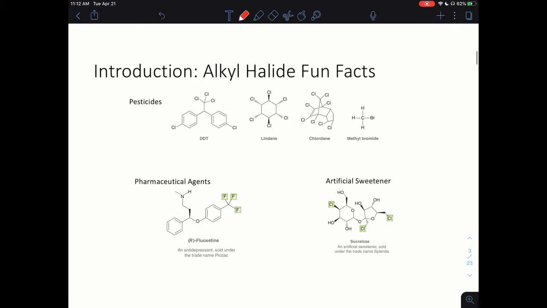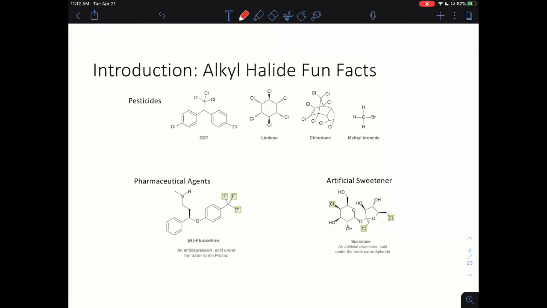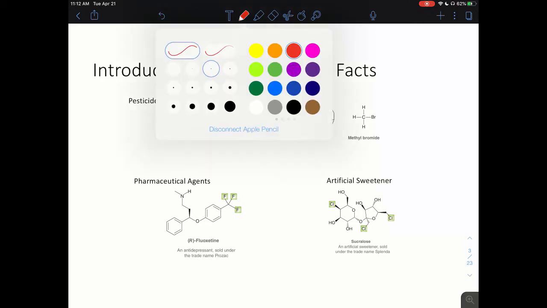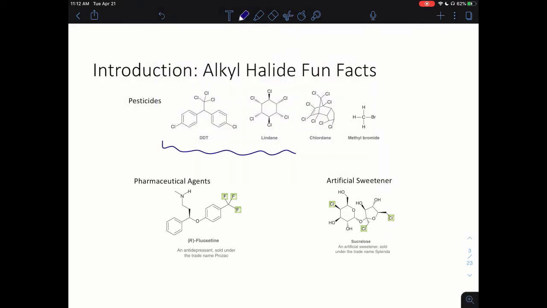All right, SN2 reactions can occur on alkyl halides. So we'll just start with a few fun facts. Here are some common alkyl halides with which you might be familiar. Pesticides tend to have alkyl halides as functional groups in them because they alkylate important molecules in bugs' bodies and then they die. Pharmaceutical agents often contain alkyl halides, often fluorine, because it changes their solubility properties and helps them cross, say, the blood-brain barrier, as this antidepressant does.